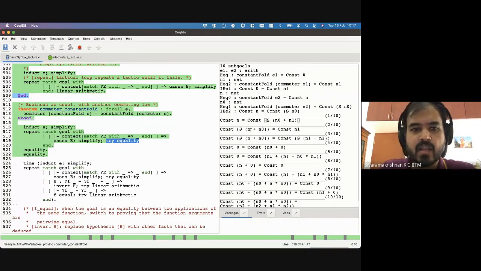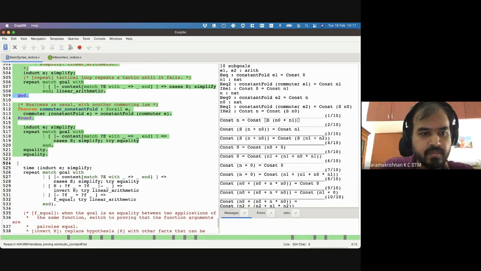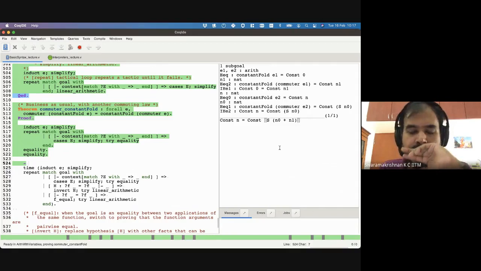So now let's focus on this particular subgoal, right? We have 10 other cases to prove, and we have these terms. So let's focus on the first one. This is how you focus. So let's see why we can prove this. I want to show that the constant term n is equal to the constant term of s of n0 plus n1. And what do I know about n0 and n1?